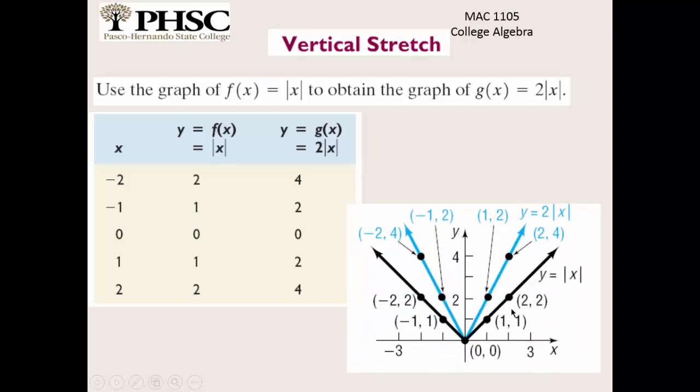The black is the graph of the original function, the base function, and the light blue is the vertical stretch. It's called a vertical stretch because the function is getting bigger or smaller faster. Here the point is 1, 1, but with the vertical stretch it's 1, 2. The original point is 2, 2, but with the vertical stretch it's 2, 4. And you can see the difference here also in quadrant 2.